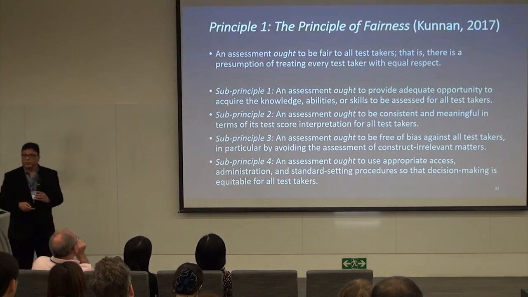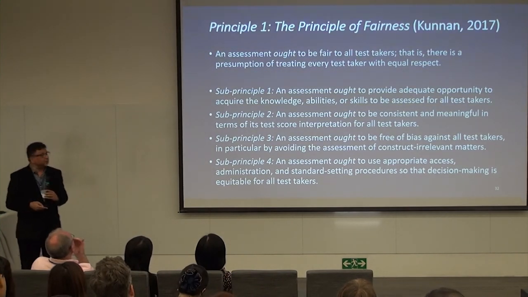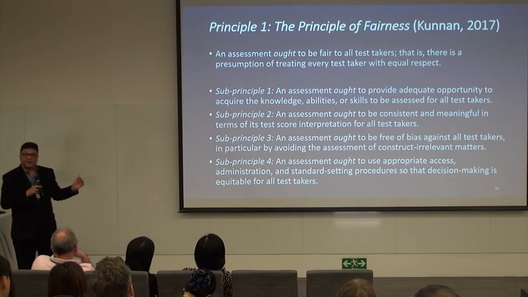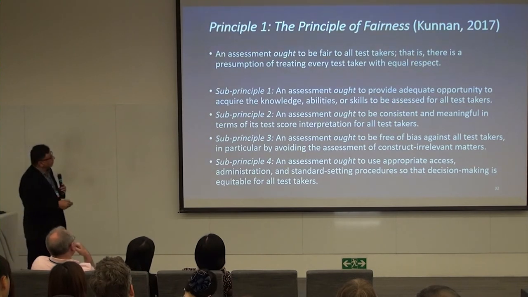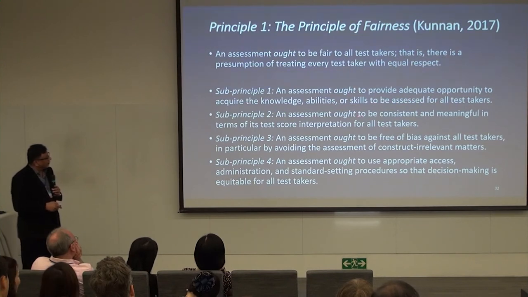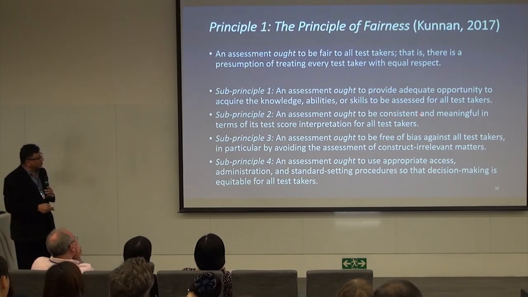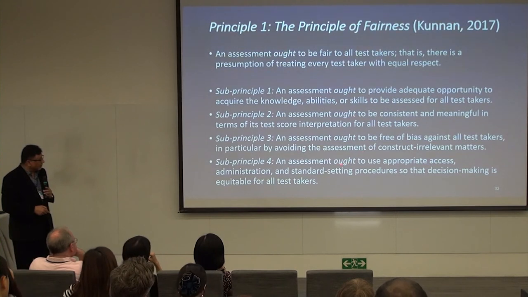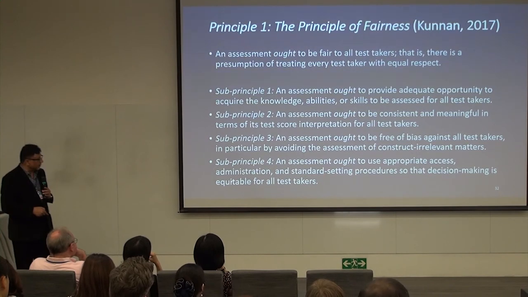And I've designed two principles, a principle of fairness and a principle of justice, basically talking about different aspects of how you can investigate a test in terms of these principles. In the first sub-principle, we talk about what is called opportunity to learn, OTL, opportunity to acquire knowledge, ability, skills, and here, consistency and meaningfulness. So consistency is reliability, meaningfulness is validity. Free of bias, absence of bias. Appropriate access, which includes accommodations, administration and standard setting, so that decision making is equitable.